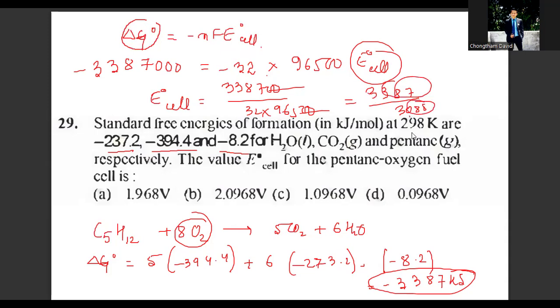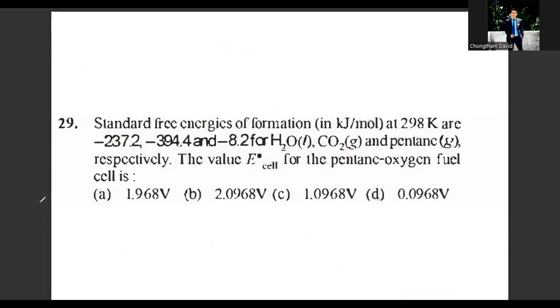3 by 3 is approximately 1. Do the division. The value will be approximately 1.096. You need not calculate the exact value. From the options, you can easily determine. That is one exam technique. Now, let us see question number 30.